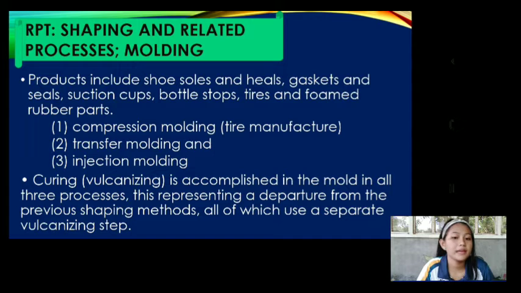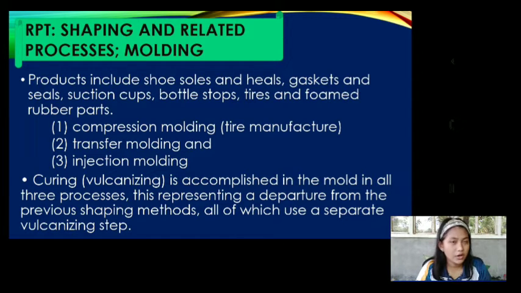So the shaping and related processes, which is the molding. Molding products include shoe soles and heels, gaskets and seals, suction cups, bottle stops, tires and foam and rubber parts. There are three parts. First is the compression molding, which is the tire manufacture. Second is the transfer molding, and the last is the injection molding.